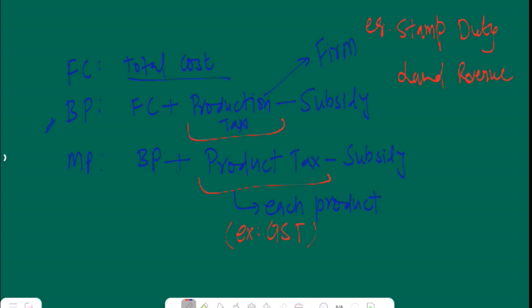And if we do not want to get confused between factor cost and base price, for understanding simple economics, we can consider factor cost is nearly equal to base price, and we will take factor cost equivalent to base price. Okay, now let's start.